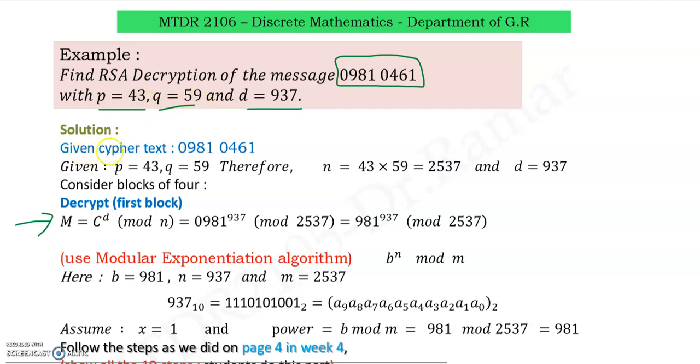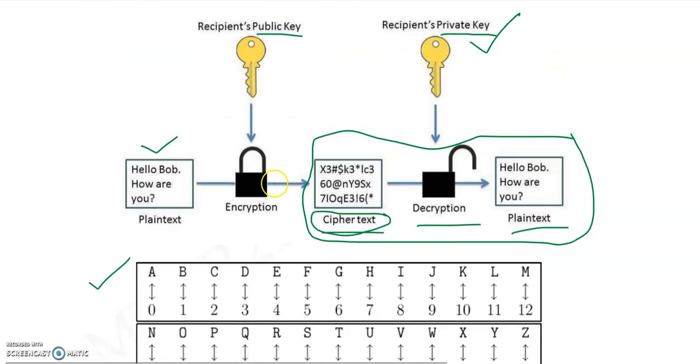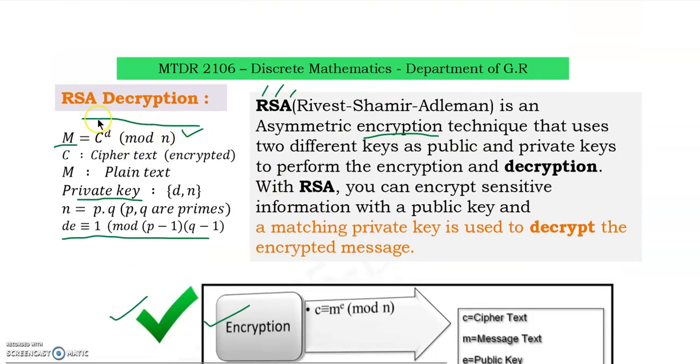N is the multiplication of P and Q, 43 and 59. The given ciphertext is 09810461. What are the values given for P and Q? 43 and 59. How to find N? It's very simple. Multiply P and Q, that is N. So N is 2537. What is given for D? That is 937. So now, what is the rule for decryption? This is the rule, and that is what I wrote in the example also.